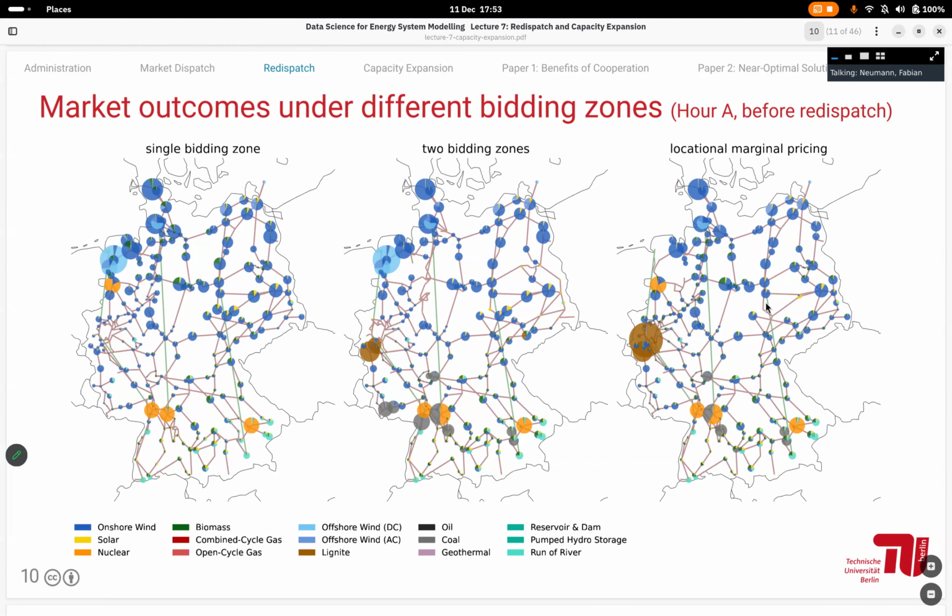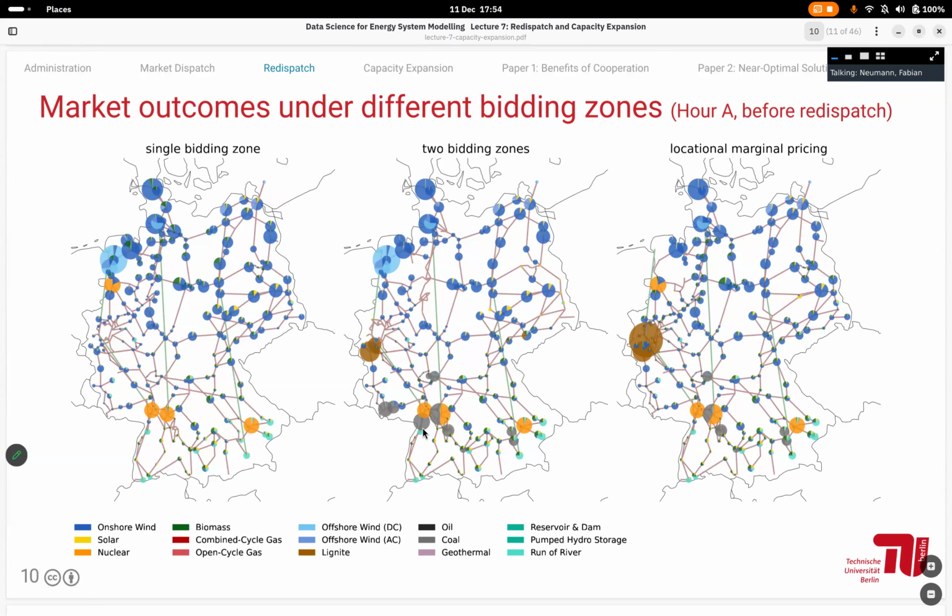So maybe it's a bit hard to see here what the differences are, but you can see some if you look closely. In this case here, on the left-hand side, you see very little fossil generation. You see some of the nuclear power plants and hydropower plants in the south, and a lot of wind generation in blue in the north. If you look at the two bidding zone case, you can actually see a lot less wind generation and a lot more fossil generation. For example, here the brown coal and the hard coal in the south.